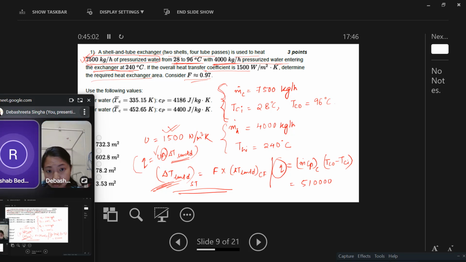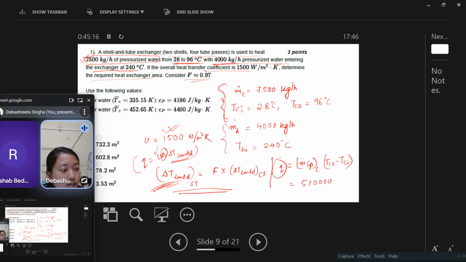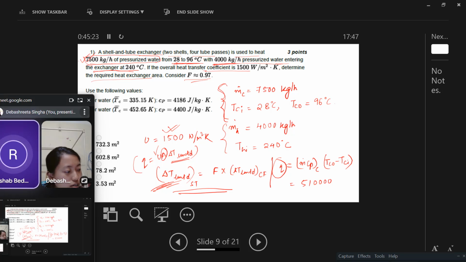Ma'am, the temperature of the outlet of the hot fluid, we require to calculate Q for the outside of the hot fluid, right? Outlet temperature, yes, of the hot fluid. So how will you calculate? We consider this Q equals mCp delta T. So delta T is given, mCp we know, Q we know. So we will put it in the equation, and we will only calculate delta T_ho.